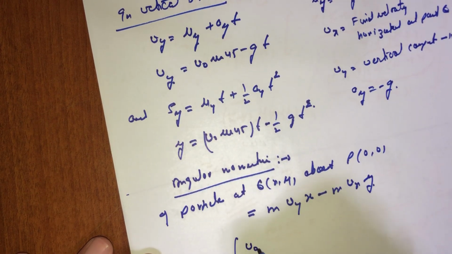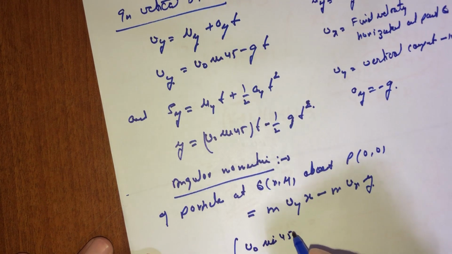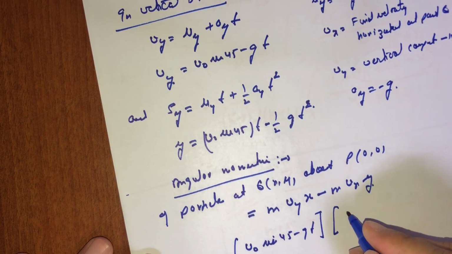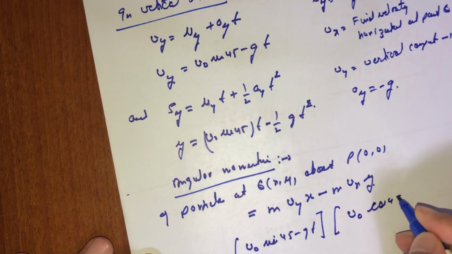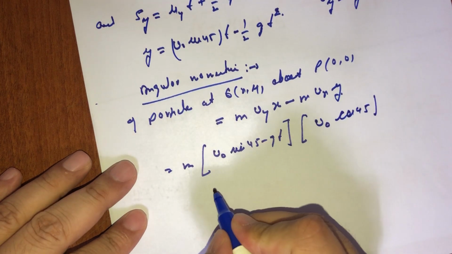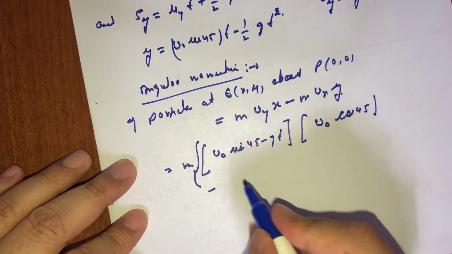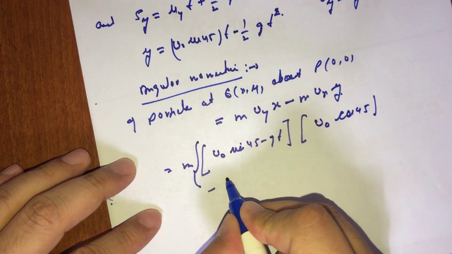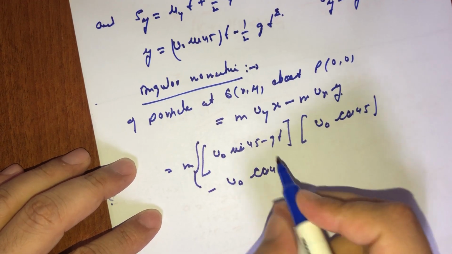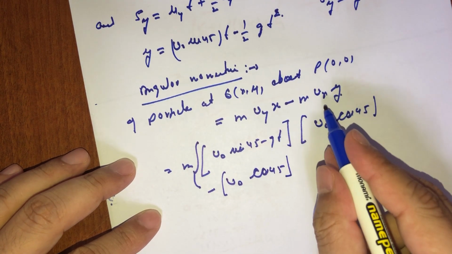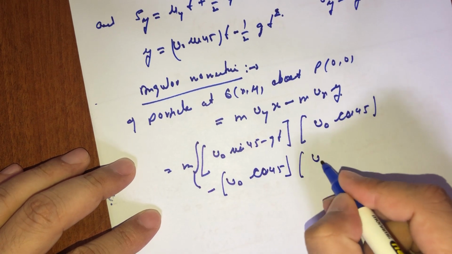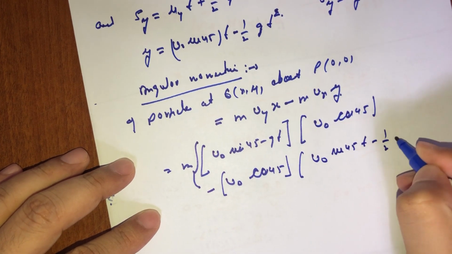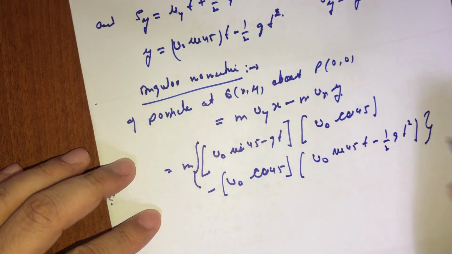So we get m times v naught sine 45 minus gt, multiplied by x, which is v naught cos 45, minus vx, which is v naught cos 45, multiplied by y, which is v naught sine 45 multiplied by t minus 1/2 g t square, all bracket closes.